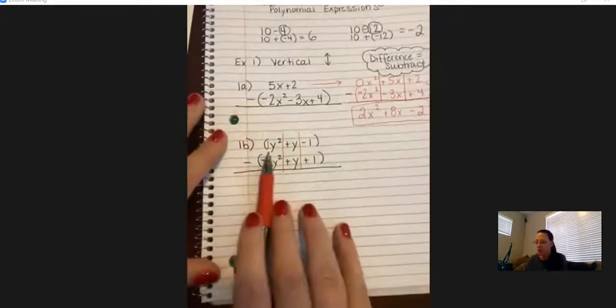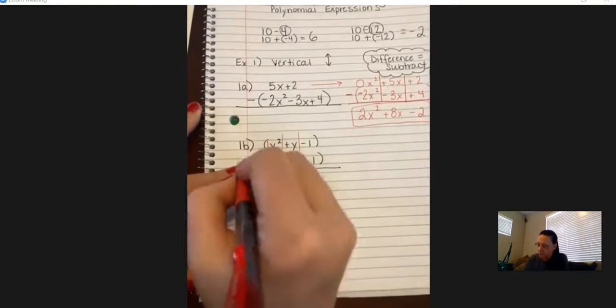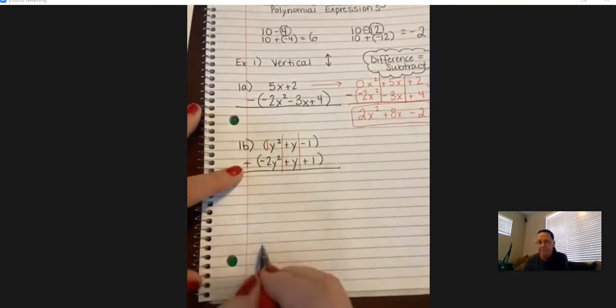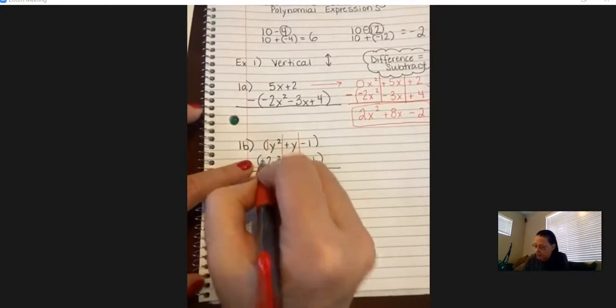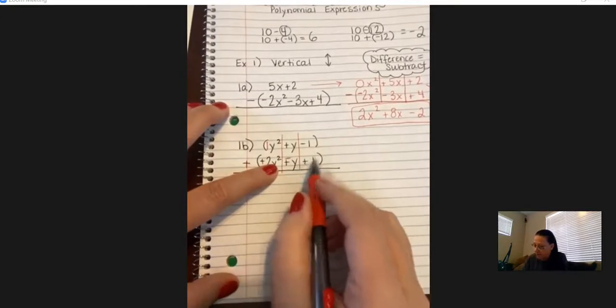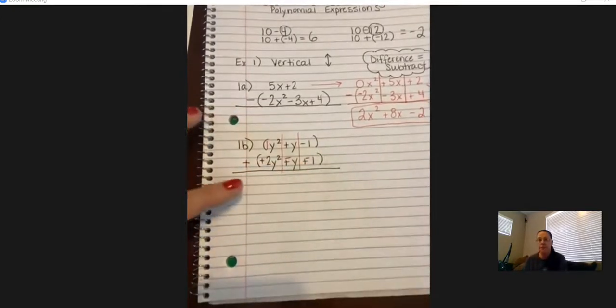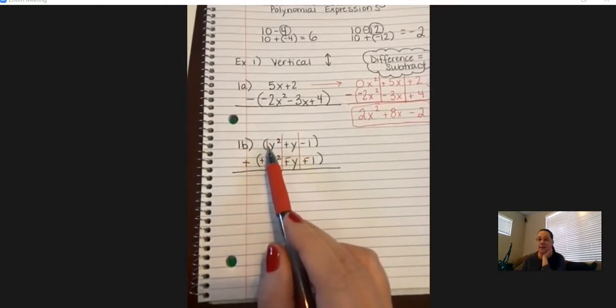So when I usually do these, I actually change my subtraction to addition, and then I change all of these symbols. So it was a negative 2y, so now it's a positive 2y. This is a positive 1, I'm going to make it a negative 1. This is a positive 1, I'm going to make it a negative 1. That's what I personally do, so then I can add a little bit easier.